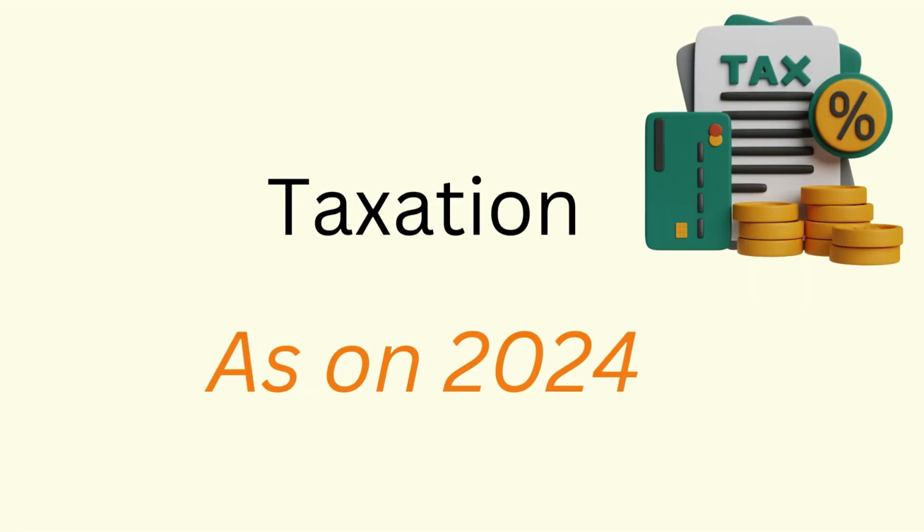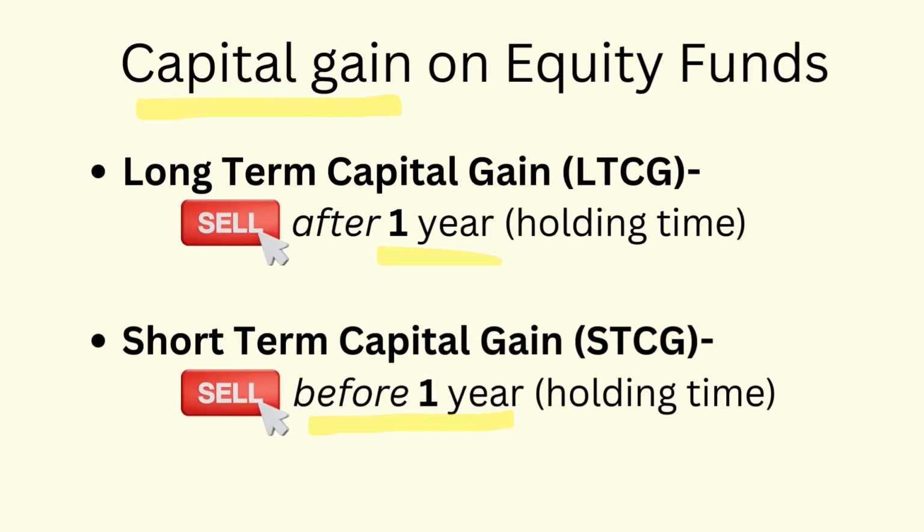Coming to taxation as of 2024. First, let us see what is capital gain on equity funds. There is a long-term capital gain: if you are holding a mutual fund for 1 year and selling after that, that is called long-term capital gain. And for short-term capital gain, you are selling mutual fund units before 1 year.